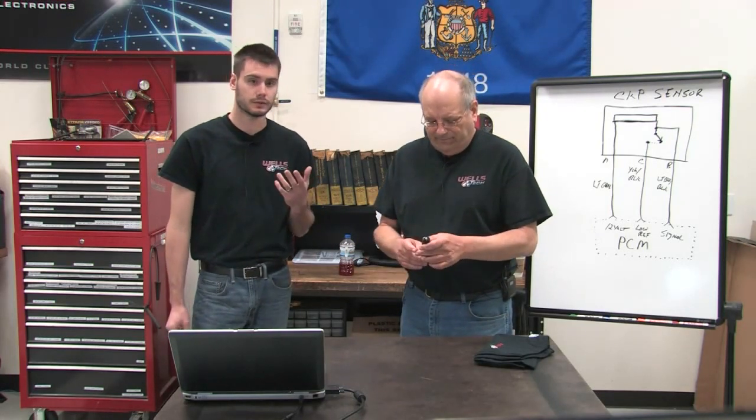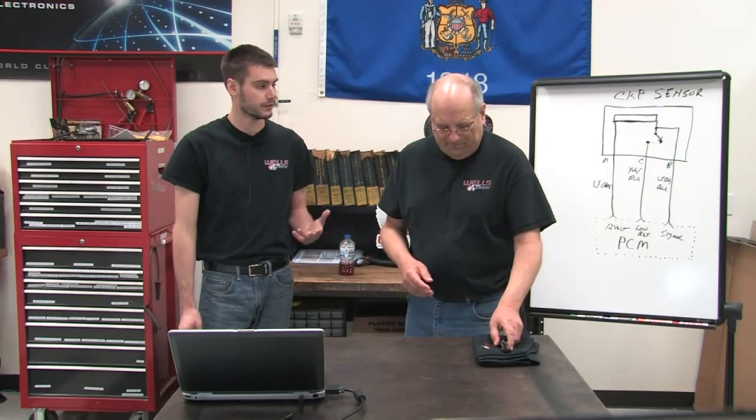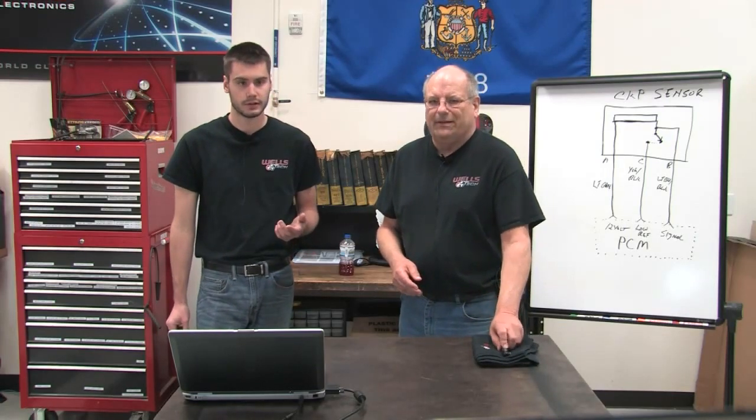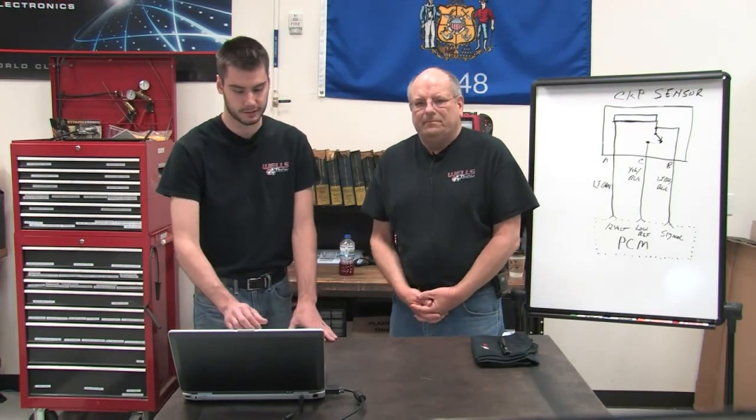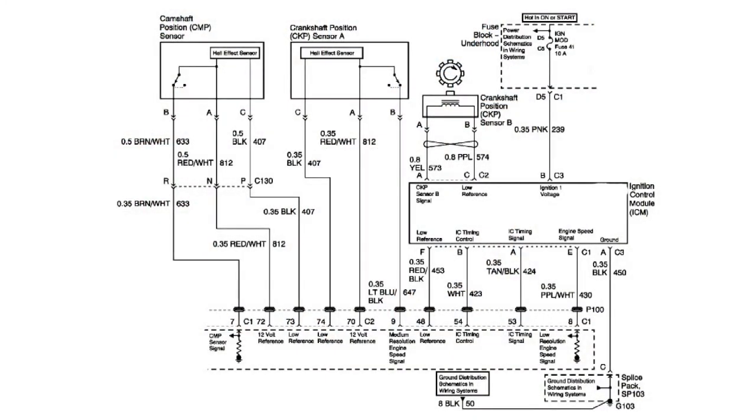So another interesting thing when we were doing our cam sensor replacement, before we went ahead and put the sensor in, like we always talk about, you want to verify your powers and grounds. Absolutely. And if we look at the wiring diagram here, you can see that we have a 12-volt power and a low reference or ground coming from the PCM there at pin 72 and 73 going to the cam sensor.